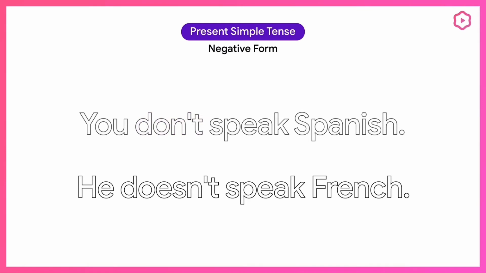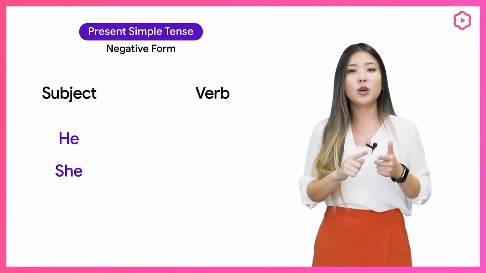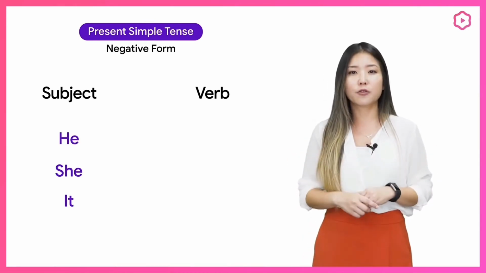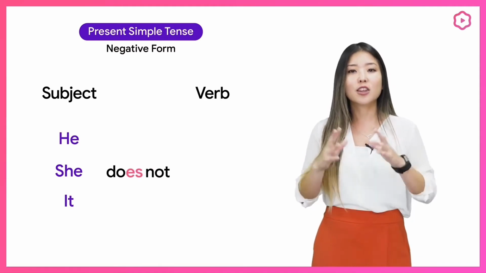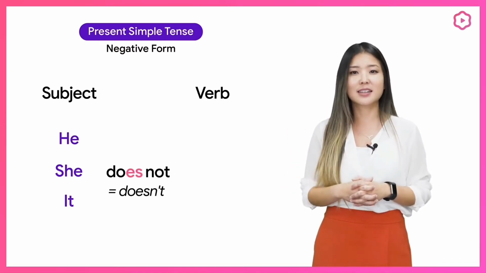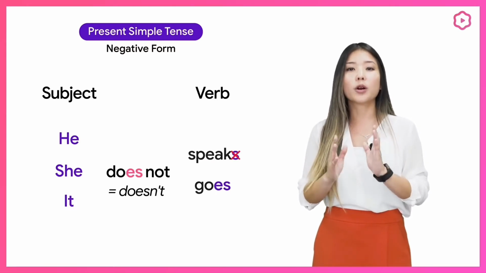In the second sentence, it says he doesn't speak French. If the subject is he, she, or it, it's a little bit different. Instead of do not, we use does not. There's a contraction here, doesn't. You'll notice that for the verbs, we don't add S or ES to the end.